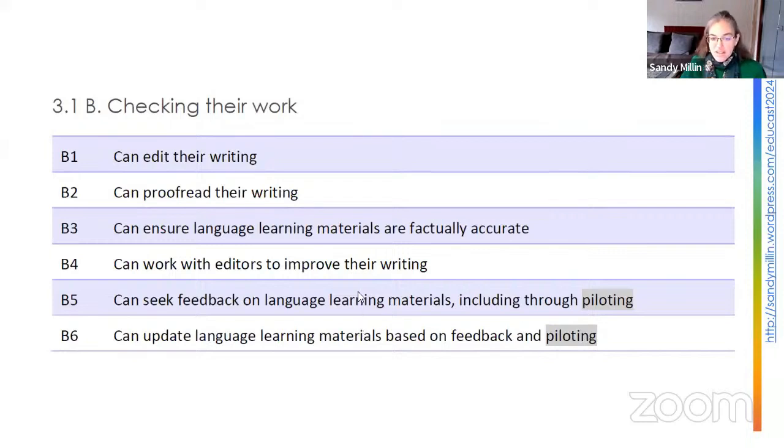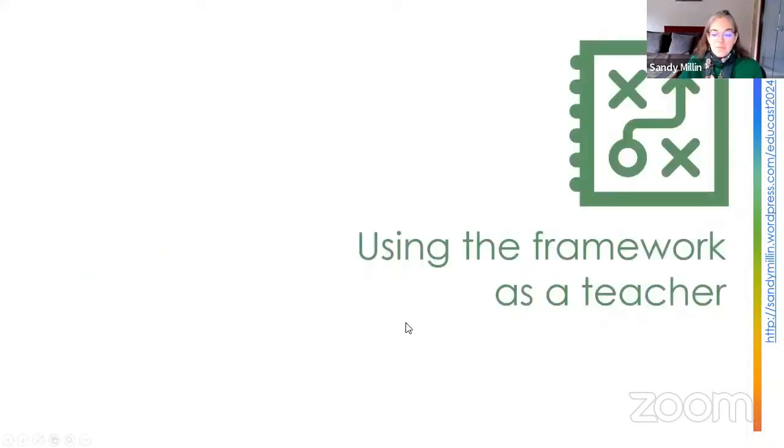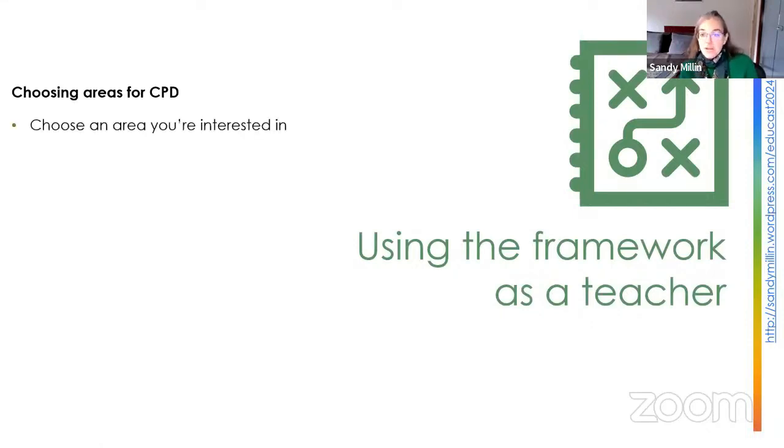The next thing that I want to look at then is, if you're a teacher, how can you actually use this framework? So you can use it as a starting point for choosing areas for your professional development. So, for example, choose one area you're interested in. So that might be the writing skills that I looked at just now. It might be adding more variety to your materials. And then choose one competency to focus on. It's important to pick one thing at a time. If you do too many different competencies, then you're going to get overwhelmed.